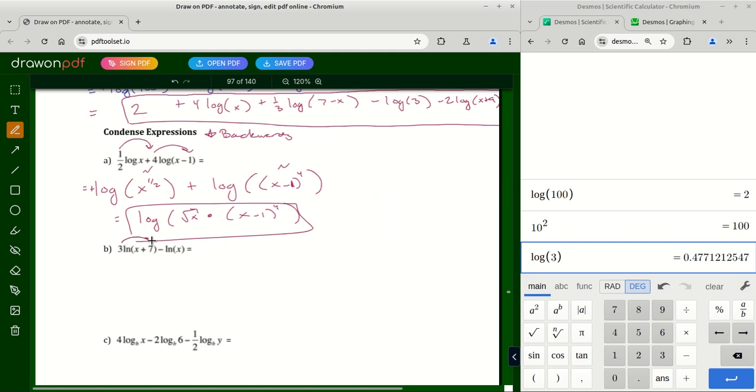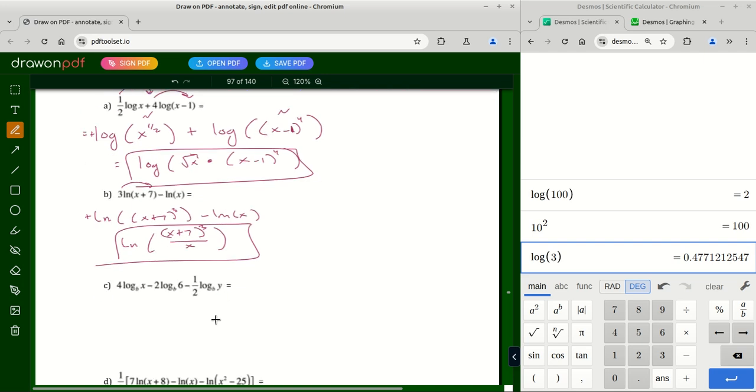Let's do some more. So powers come up. There's no other power there. So ln of x plus 7 cubed, and then minus ln x. The minus sign means that we're going to have division. Or you can say plus sign numerator, minus sign denominator. On these simpler ones, you could just do that.